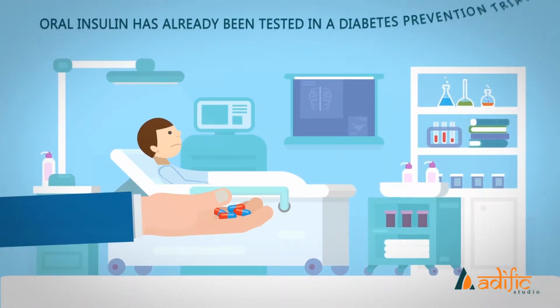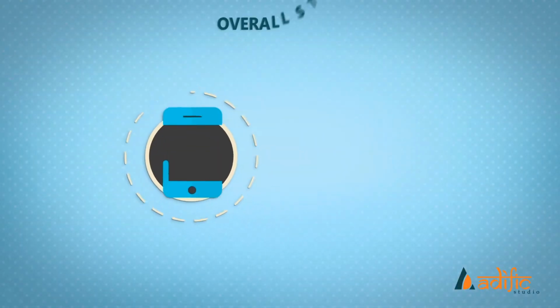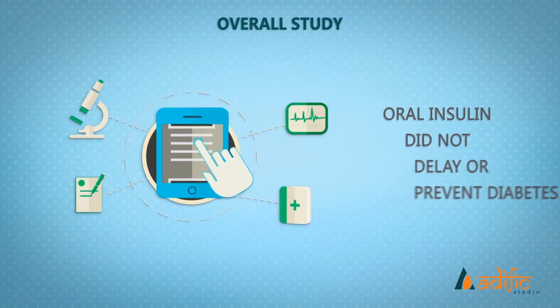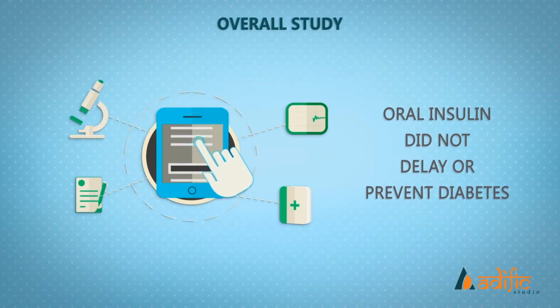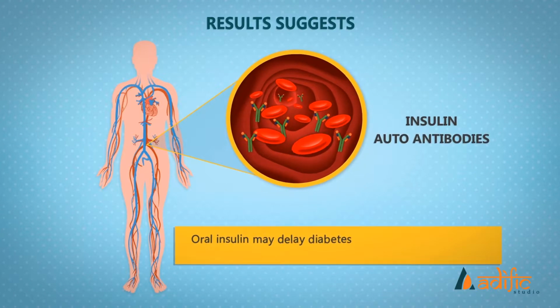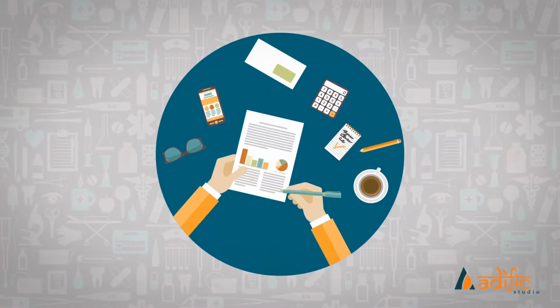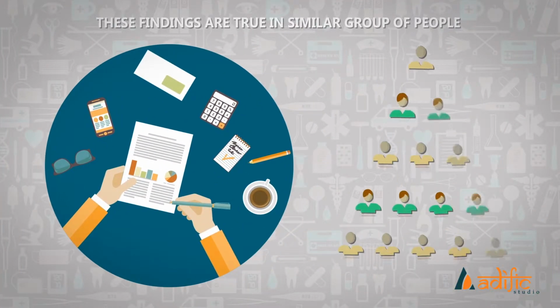Oral insulin has already been tested in a diabetes prevention trial. In the overall study, oral insulin did not delay or prevent diabetes. However, the results suggest that oral insulin may delay diabetes in people with higher levels of insulin autoantibodies. This new study is being done to see if these findings are true in a similar group of people.